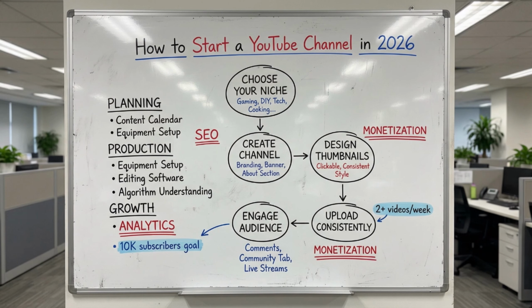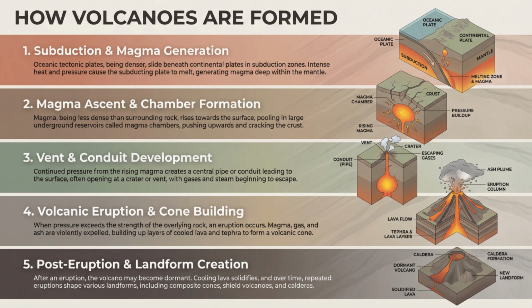And this, wow, a realistic whiteboard-style infographic on how to start a YouTube channel in 2026. This one's actually my personal favorite. It feels like you're sitting in a strategy session, watching ideas come to life in real time. Next up, how volcanoes are formed, illustrated in an editorial style with muted earth tones. It's subtle, mature, and perfect for educational or documentary style content.